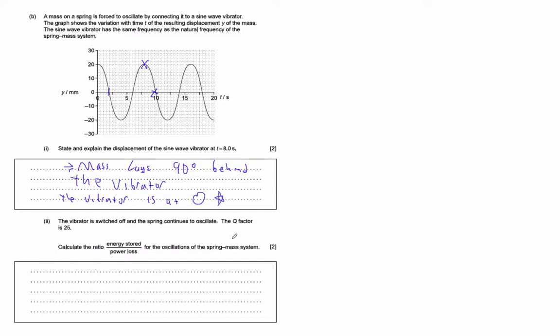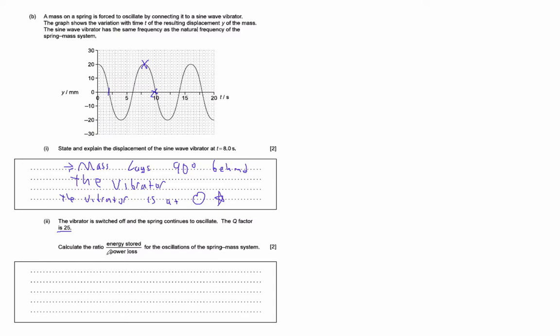Which is, by the way, the only answer we could give, because this is the displacement of the spring. We have no idea what the amplitude of the oscillation of the vibrator is. It's not necessarily 20 millimeters or whatever that is. The vibrator is switched off and the spring continues to oscillate. The Q factor is 25. Calculate the ratio of the energy stored over the power loss for the system.